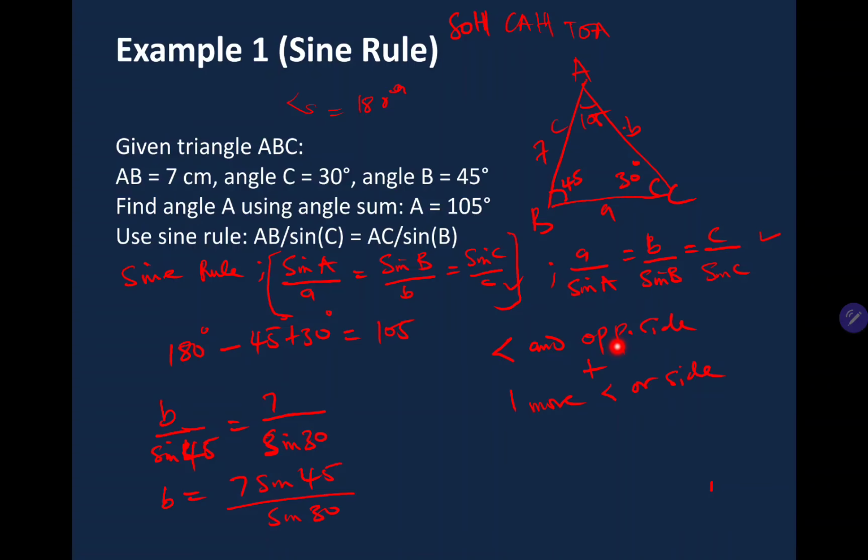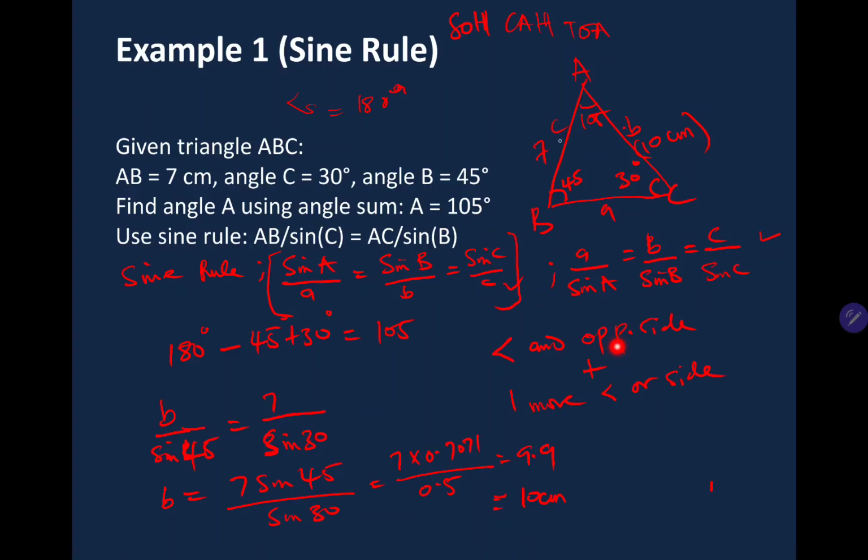So if we do this, we're going to have B is the same thing as 7 sine 45, which should be 0.7071, all over sine 30, which is 0.5. If you multiply this by this, the final answer should be 9.9, which is approximately 10 centimeters. All right, so we have that B here is 10 centimeters.